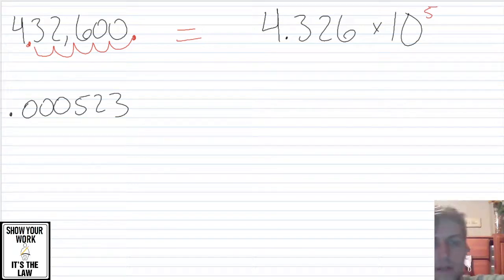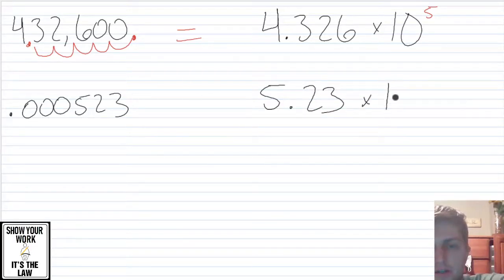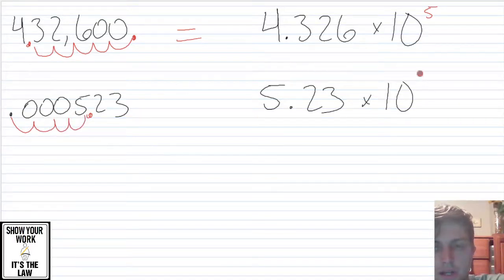And let's look here. We want one digit to the left of the decimal, so we get 5 point. We'll write everything else, the 2, 3, because there aren't any zeros after it we have to worry about anyway. We'll multiply by 10 to the something. Let's figure out what. Our decimal started here. We want it to end here. We had to move it 1, 2, 3, 4 times. But because it was a small number that we made bigger, we make it a negative.